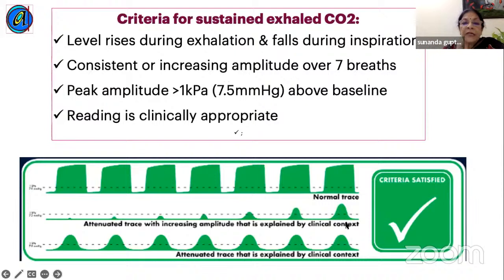So the criteria for sustained exhaled carbon dioxide should allow you to decide whether the tube lies in the esophagus or the trachea. All these four criteria should be met to decide that your tube lies within the trachea. The level rises during exhalation and falls during inspiration. It should have consistent or increasing amplitude over 7 breaths, and peak amplitude of 7.5 millimeters of mercury or above the baseline. And whatever reading you get should be clinically appropriate.